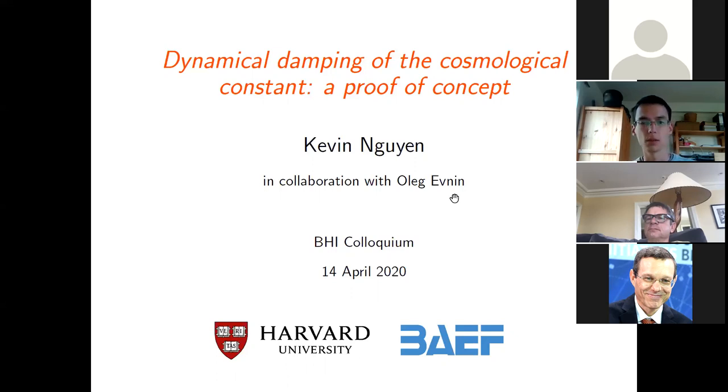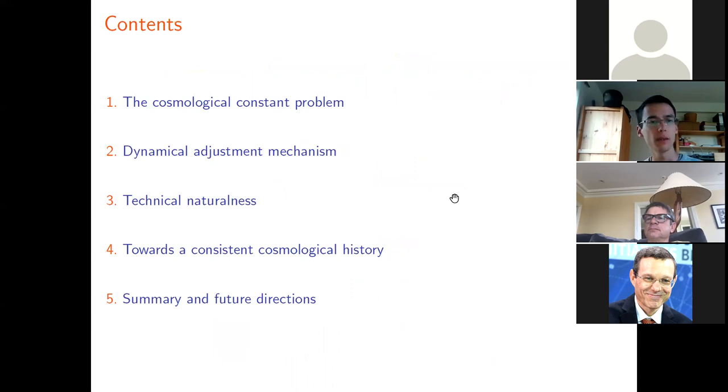So let me give you the outline. I'm going to briefly recall what the cosmological constant problem is. Then I present the model, the scalar tensor model. I'll explain what these attractor solutions are and how they may help the cosmological constant problem. I will also discuss the naturalness of this model in contrast to naturalness in the lambda CDM model of cosmology.